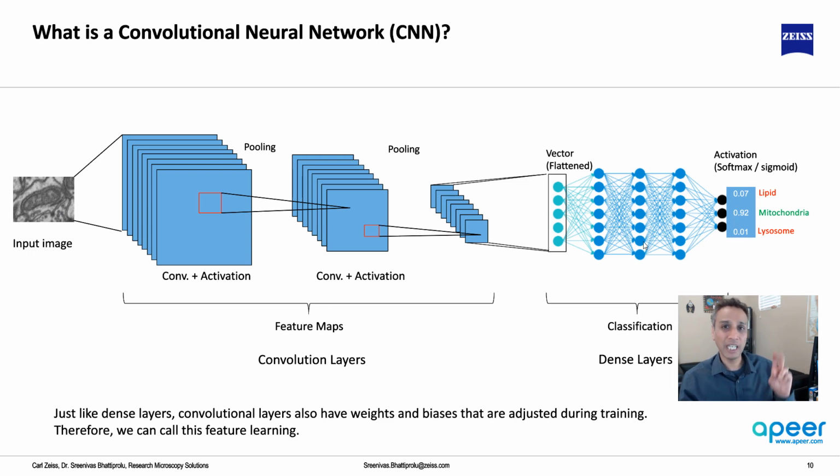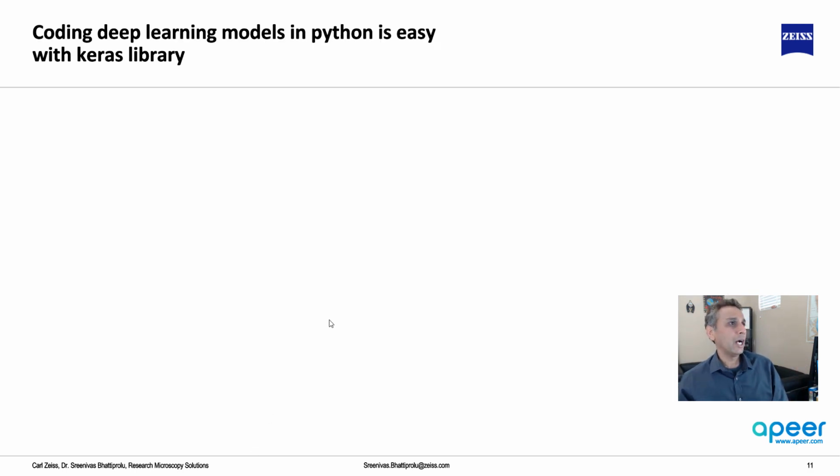This part is the classification part. These are all the convolution layers we're talking about, and these are the dense layers, where all neurons are connected to each other. Just like dense layers, where we talked about the weights and biases, you have a similar structure going on for convolution layers. The weights and biases are all learned during the training process. That's exactly why I'm referring to this as feature learning. You're learning these features.